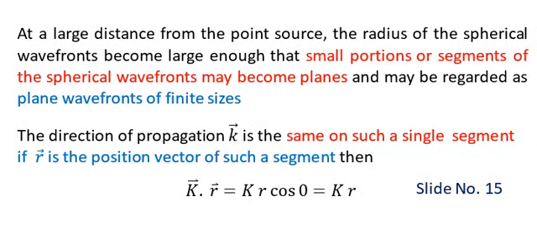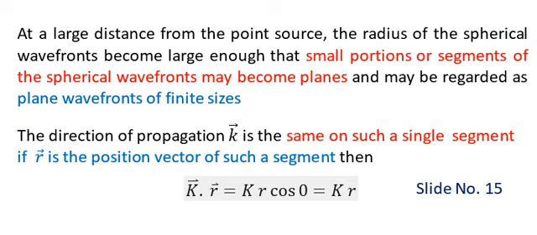Now you know that at a large distance from the point source, the radius of the spherical wavefronts becomes large enough that small portions or segments of the spherical wavefronts may become planes and may be regarded as plane wavefronts of finite sizes. The direction of propagation k is the same on such a single segment. If r is the position vector of such a segment, then k dot r is equal to k r cos of 0, because there is an angle 0 between the vector k and the position vector corresponding to that segment, and we have k r.